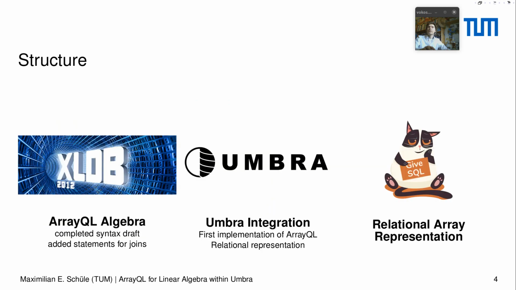The structure of this talk is as follows. First, we will present the ArrayQL algebra, where we completed its syntax draft and added statements for joins and for temporary tables. Then we proceed with the Umbra integration, where we first implement ArrayQL inside of a code-generating database system, and then we explain the relational representation.